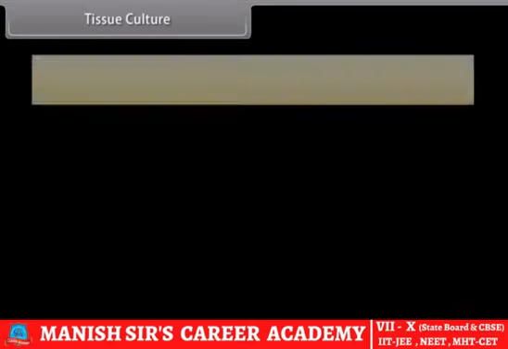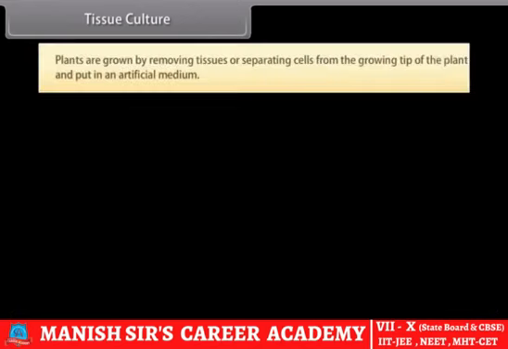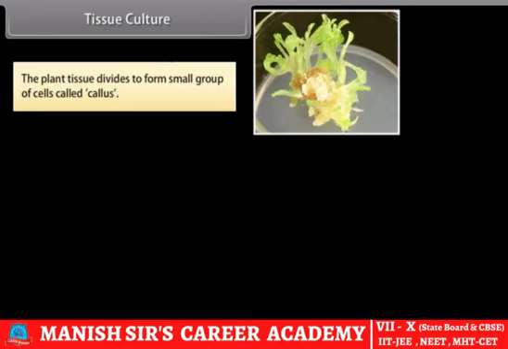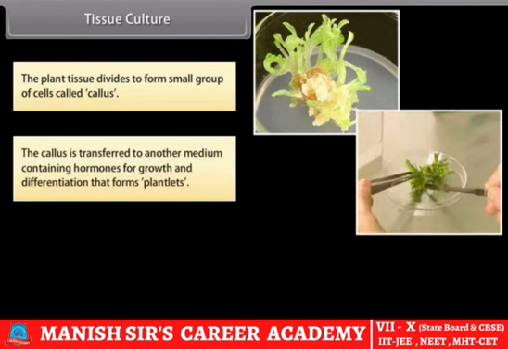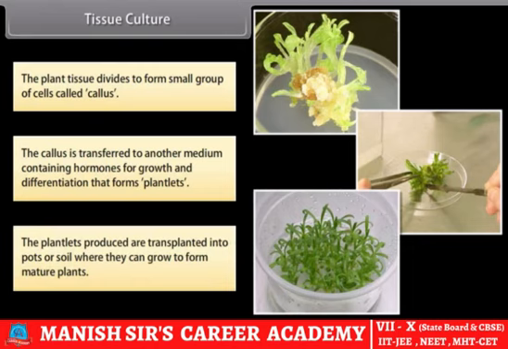Tissue culture. It is the production or propagation of new plants from isolated plant cells or small pieces of plant tissue in a synthetic medium of culture solution. Plants are grown by removing tissues or separating cells from the growing tip of the plant and putting them in an artificial medium. The plant tissue divides to form a small group of cells called callus. The callus is transferred to another medium containing hormones for growth and differentiation that forms plantlets. The plantlets produced are transplanted into pots or soil where they can grow to form mature plants.